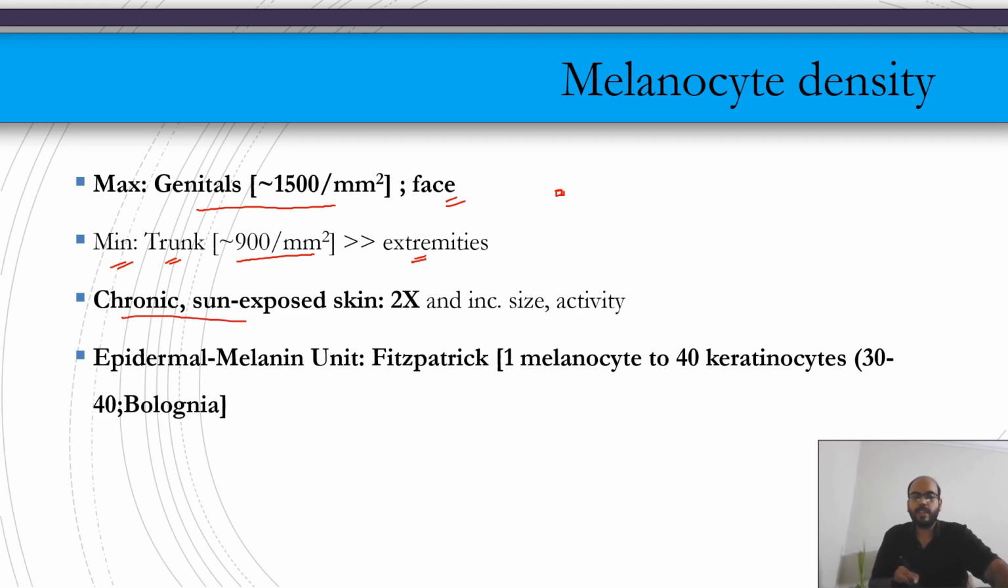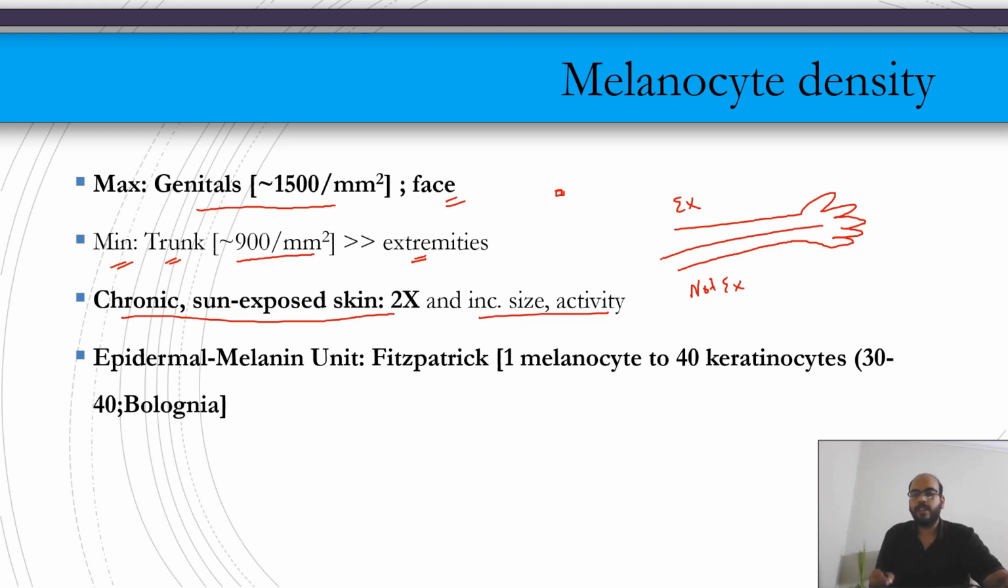Chronic sun-exposed skin can have 2 times the number of melanocytes, and increase in size and activity. So if in one individual, let's say here is an arm and the palm is facing you, here is the exposed area and here it is not exposed area. The exposed area will have 2 times melanocytes as compared to the not exposed area in the same individual. Remember, the density is same in different individuals.